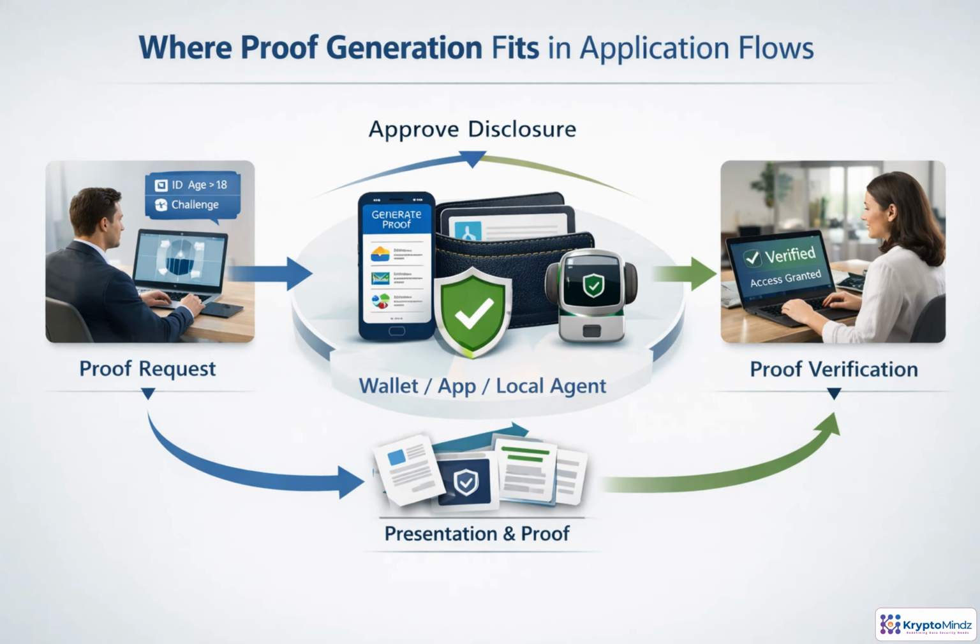In a typical application flow, the verifier sends a proof request: what claims are needed, which issuers are trusted, and a fresh nonce to prevent replay. The holder reviews the request and approves only the disclosure they accept. Then the wallet, app, or local agent selects matching credentials and generates the proof privately. The verifier receives the presentation proof, checks it cryptographically, and makes the business decision without seeing unnecessary raw credential data.